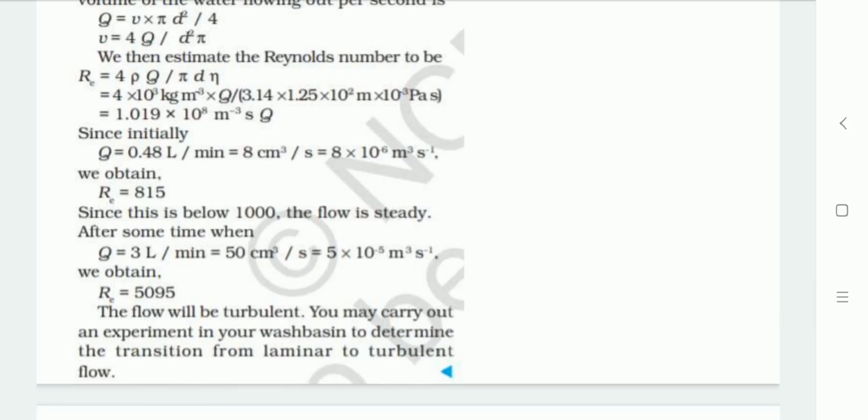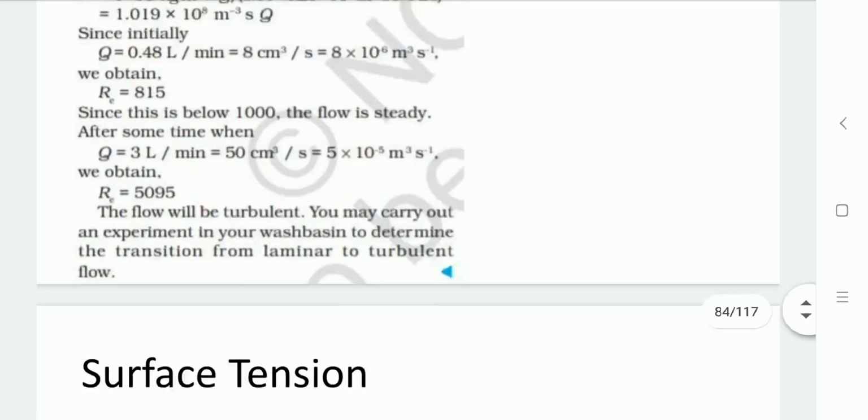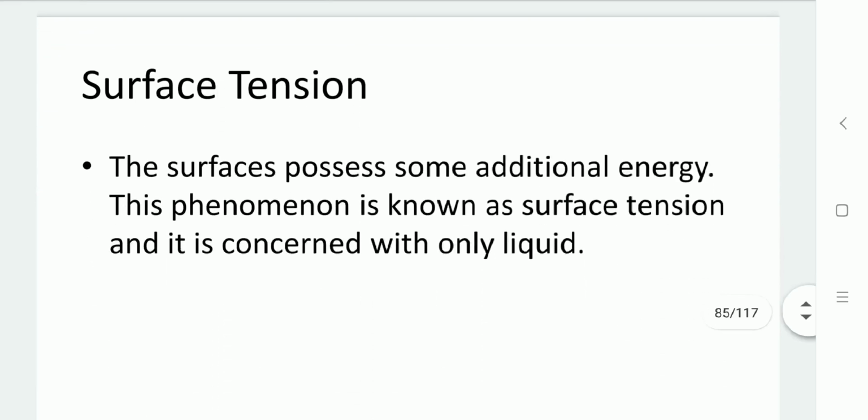So here, that is what happens in the wash basin, which determines the transition from laminar to turbulent flow. Next, surface tension. This gives the surface of the fluid some additional energy, that is known as surface tension. That is concerned with liquid only, not fluid. Fluid includes liquid and gases both. This surface tension is applicable only for liquid.